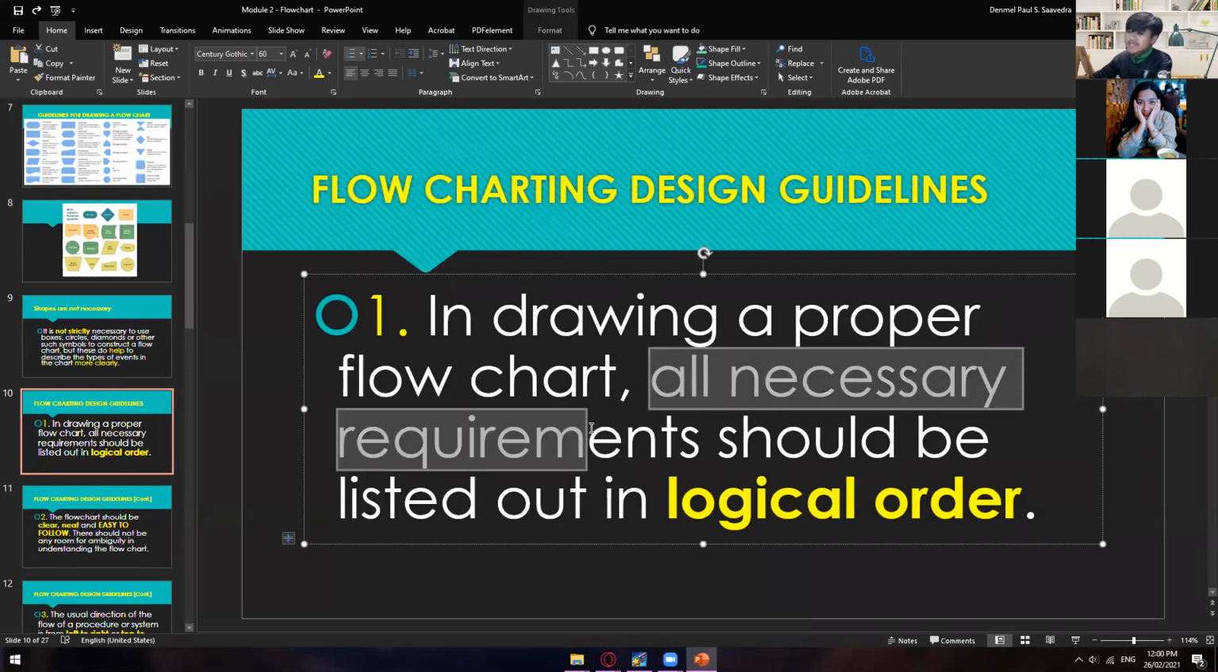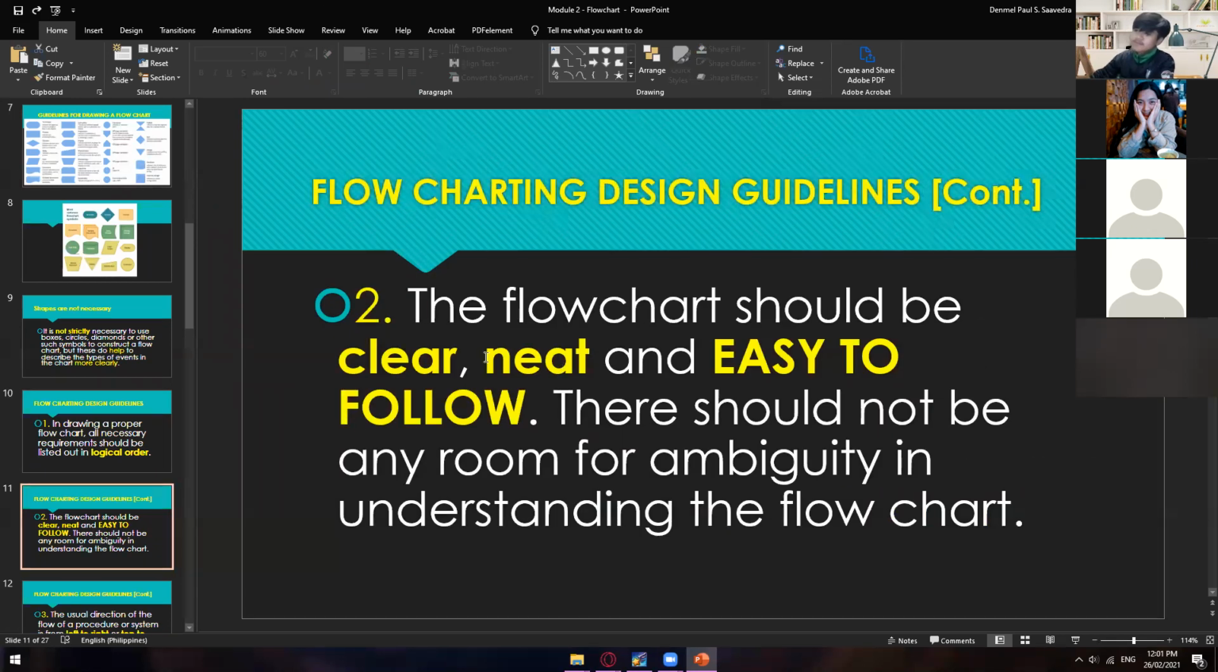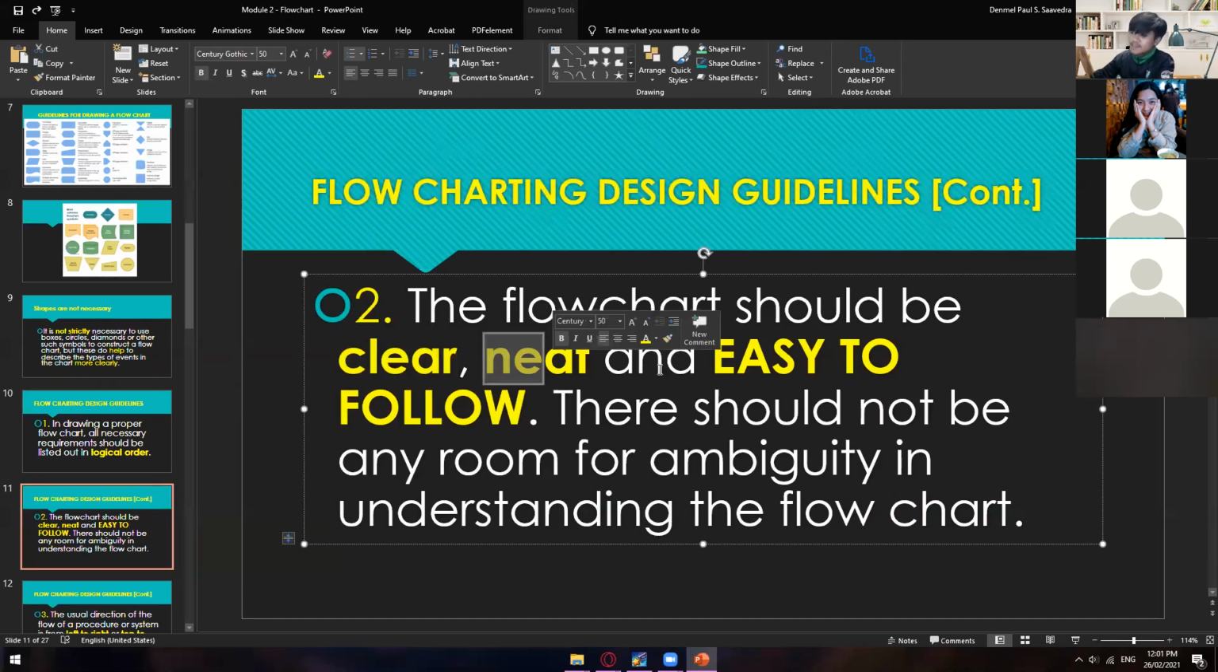So all necessary requirements should be listed out in logical order. Just like what I mentioned a while ago, you should list it in strictly logical order. Because if it's not in logical order, then you're only confusing your user or your customer, the one who's going to use your system. So it must be in logical order. Next, it must be clear, neat, and easy to follow.